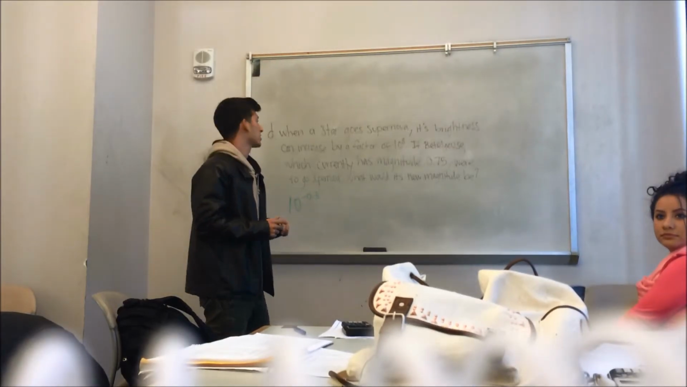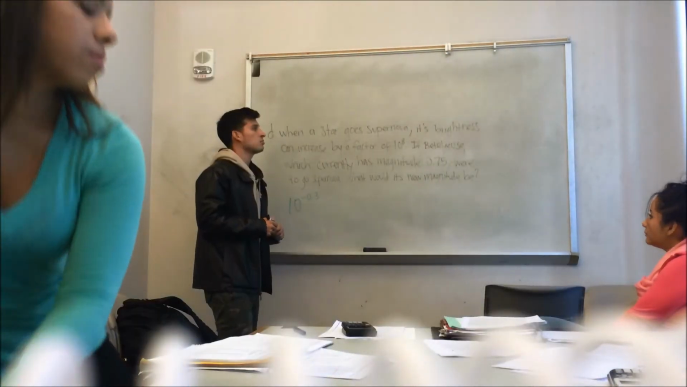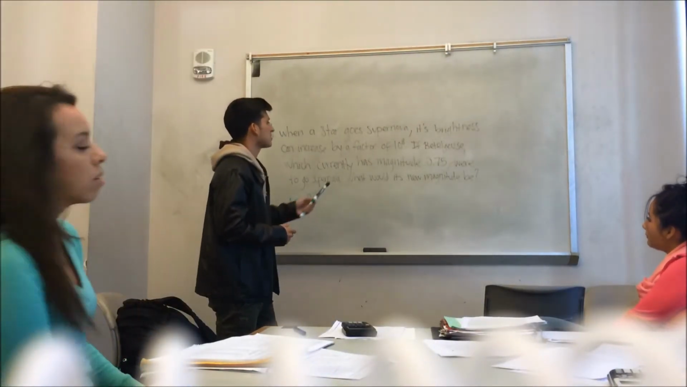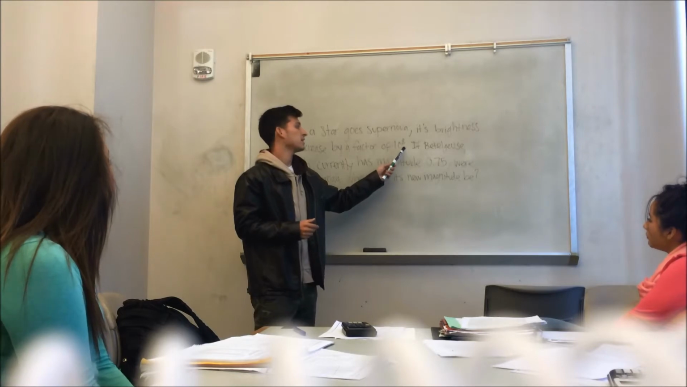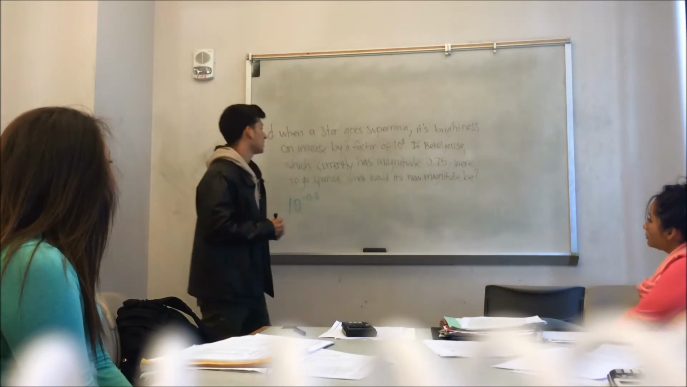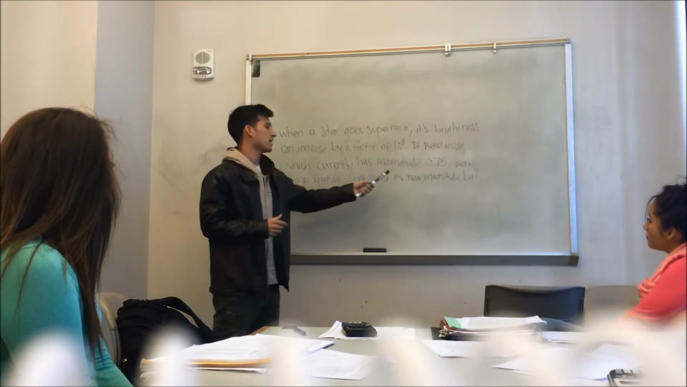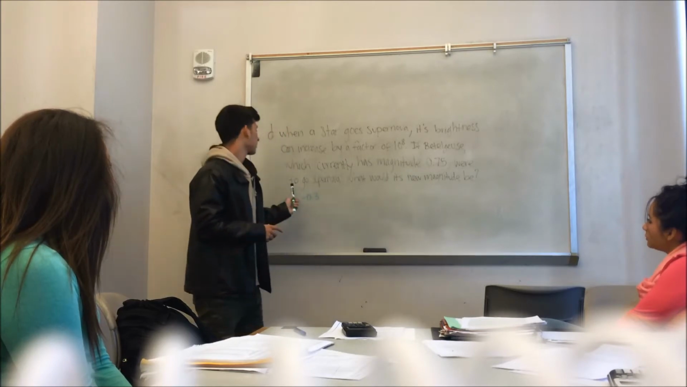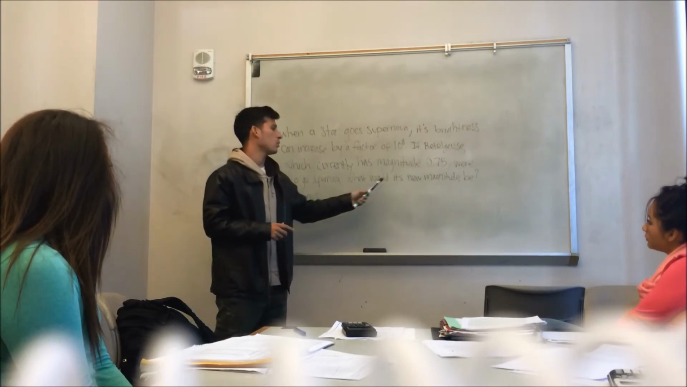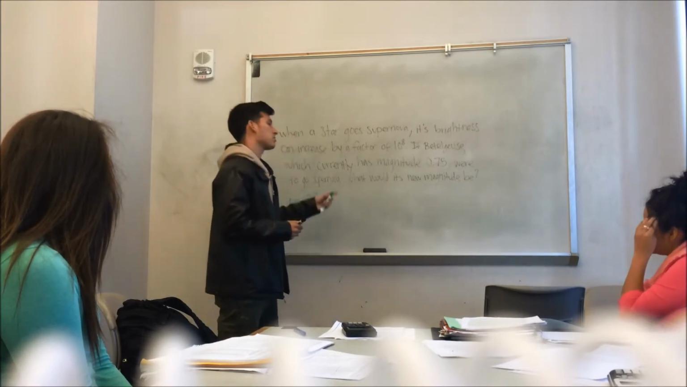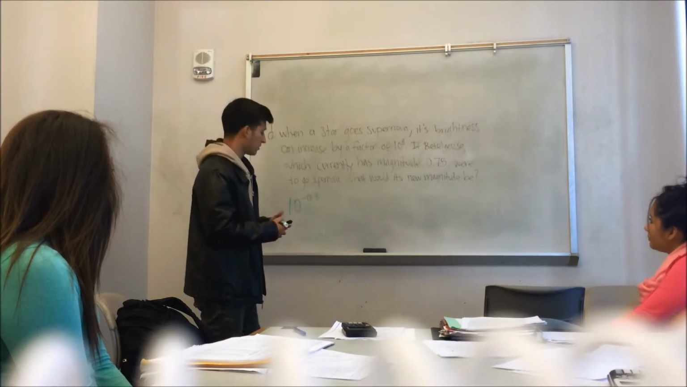The last part of the question asks, when a star goes supernova, its brightness can increase by a factor of 10 to the 8th. If Betelgeuse, which currently has a magnitude of 0.5, were to go supernova, what would its new magnitude be? So in this question, we're trying to find our new magnitude.